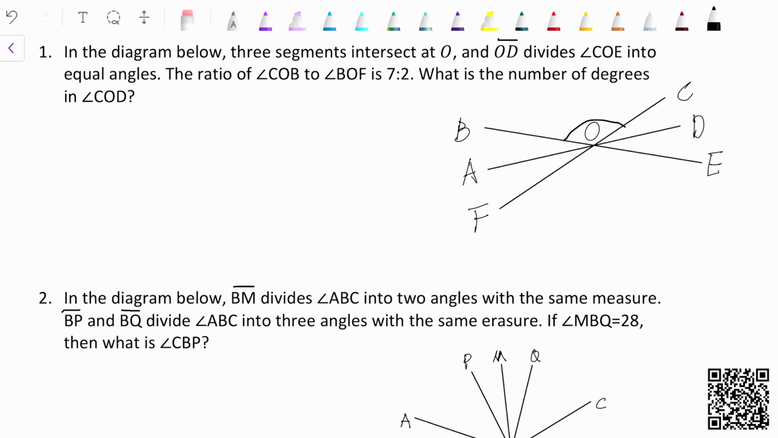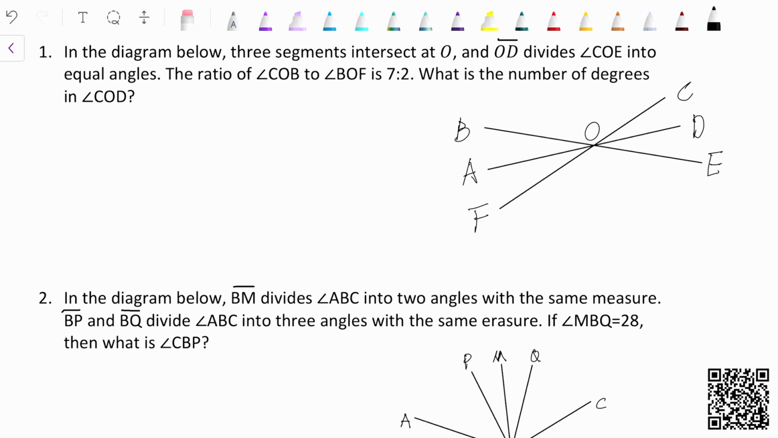And as you can see, COB and BOF both combined make a 180-degree angle. Therefore, they are supplementary. So we can actually put this ratio to use, and since it's 7 to 2, that means that in total there are 9 parts. BOF, which is the angle we're looking for, takes up 2 of those 9 parts. And 1/9 of 180 is 20.